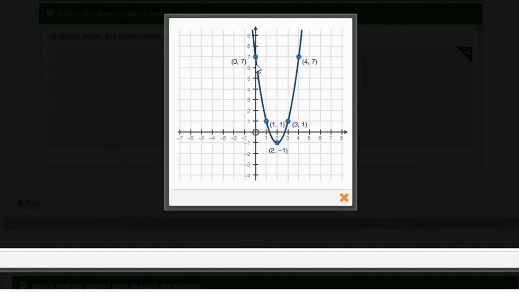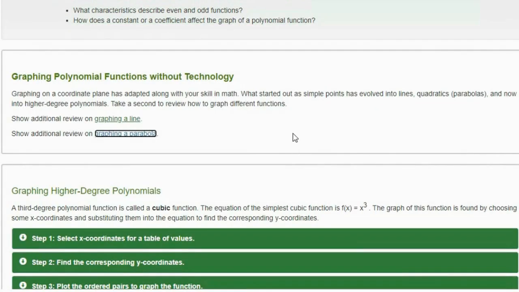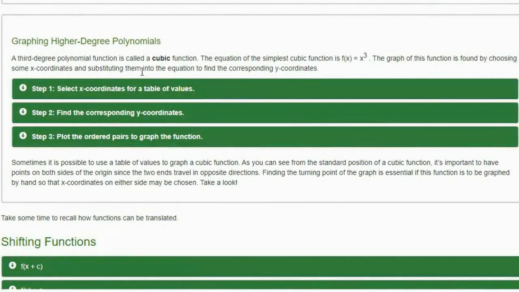And once we put those 5 points, we can connect them with a parabola-looking shape. We know it has a curved vertex down there, and this one is kind of steep. So we know how to do that. We can graph lines, we can graph parabolas. But let's talk about higher degree.